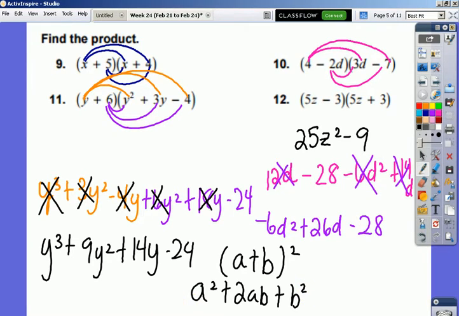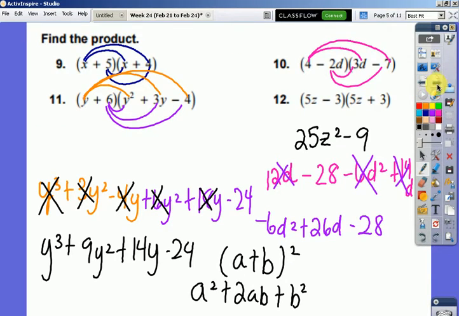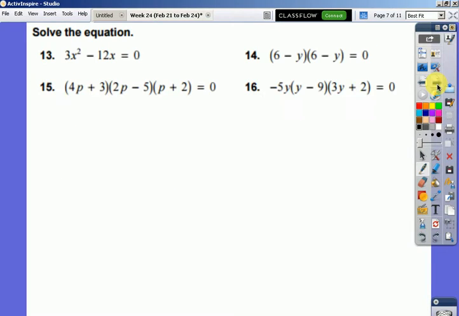Alright. These are the answers for the previous questions. If you have concerns, let me know. Did I forget one on that? Alright, this is the last step before our word problem. Solving the equation.